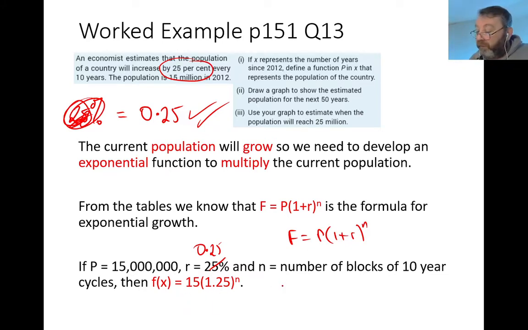Now, they ask you for it in terms of X. So F of X is equal to 15 times 1.25 to the power of X, where X, as they say already, is the amount of years that we're looking at. X is time. So that's the function.